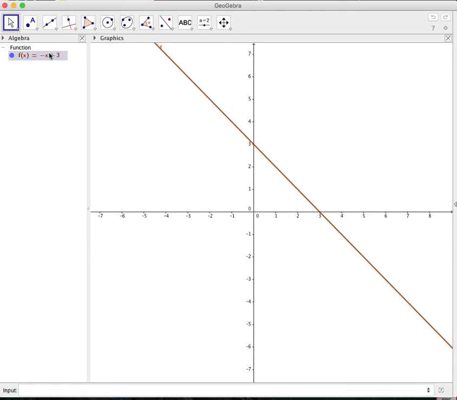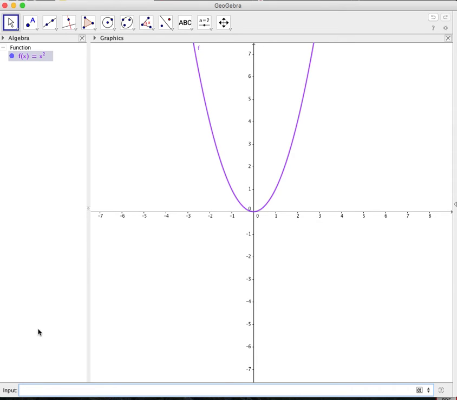Now let's move to our exponentials and our quadratics. Let's put in x squared. The way we input this in GeoGebra is we type in an x, and then that pointy symbol above the 6. I'm not sure exactly what that's called, but then a 2. In computer language, the computer understands that as x squared. So we type it in, and here we see our f of x is x squared.